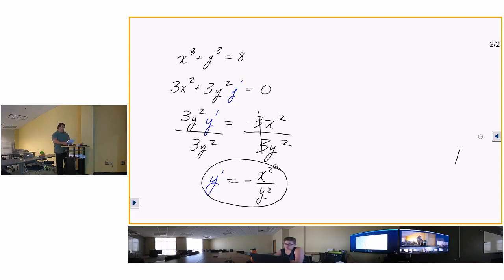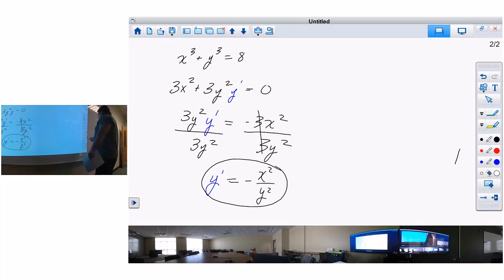So let's do a nerd one. This one will probably make you quit. And it's not very difficult. I just added another term to it.